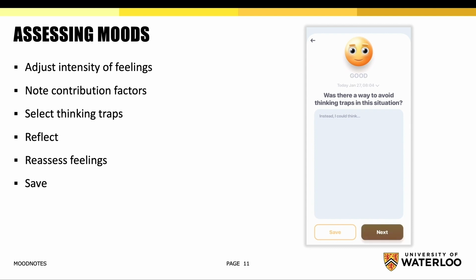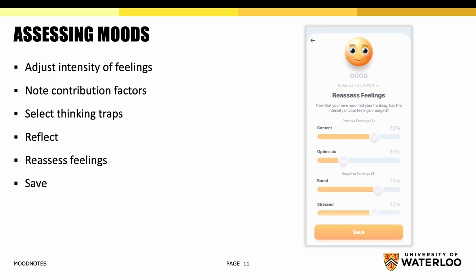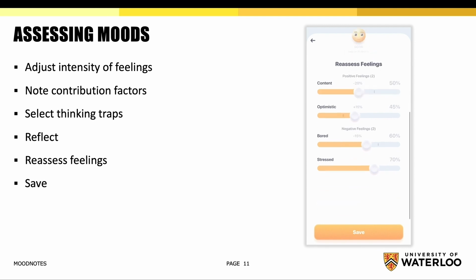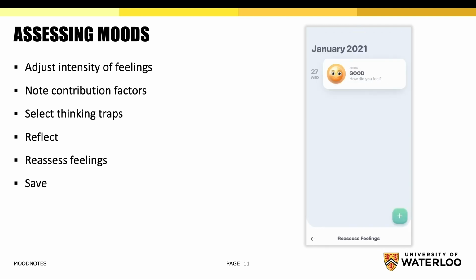You will then be given the opportunity to reassess your feelings. Once you have completed this activity, your entry will be saved and available on the timeline. As mentioned before, these entries may be adjusted at any time. Moodnotes is a great journaling app because it will allow you to control the level of detail in your entries.